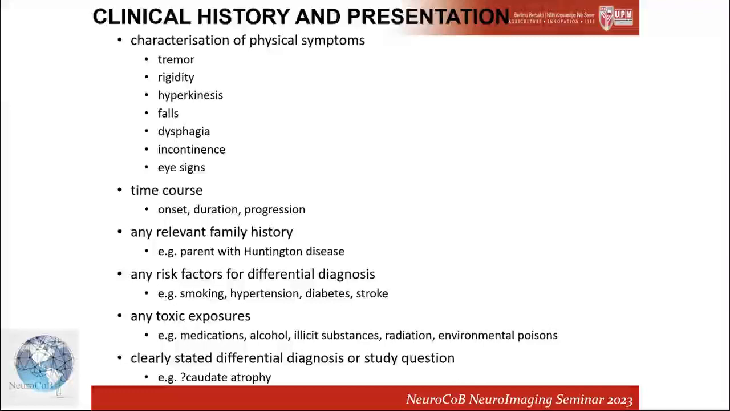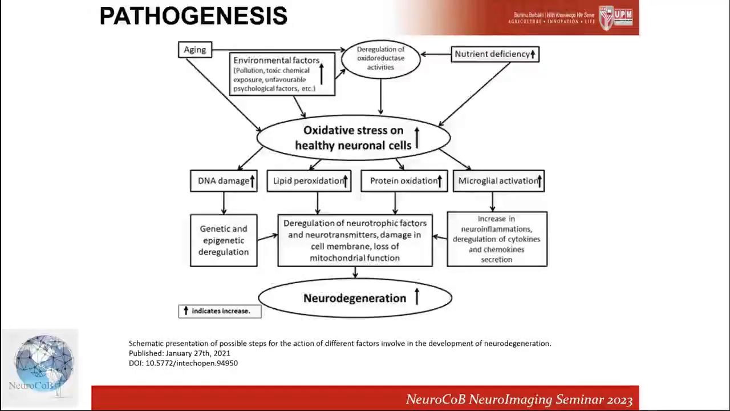At the end of the presentation, I will give about two interesting cases to you guys. Okay, and also the toxic exposures like medications, alcohol, illicit substances, radiation, environmental poisons, and also the last one is the clearly stated differential diagnosis or study question, such as is there any suspected cortical atrophy.